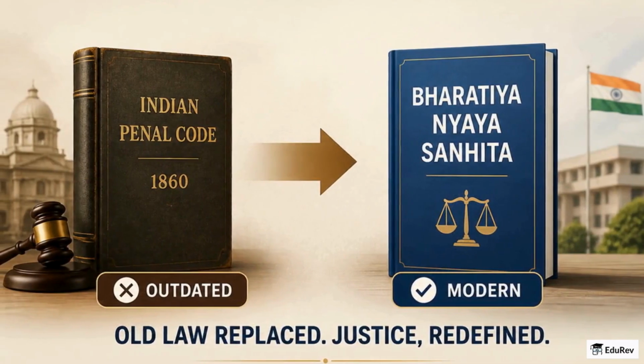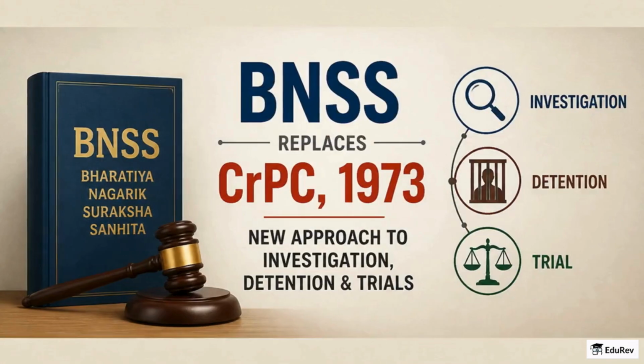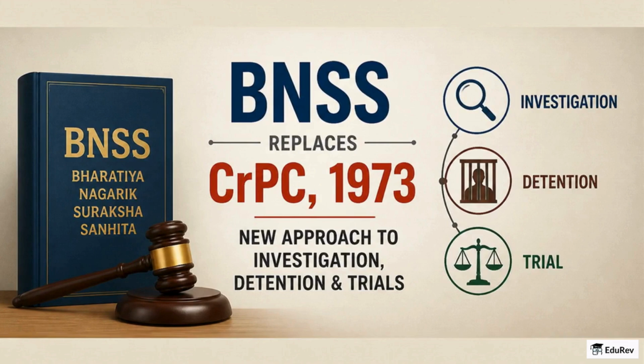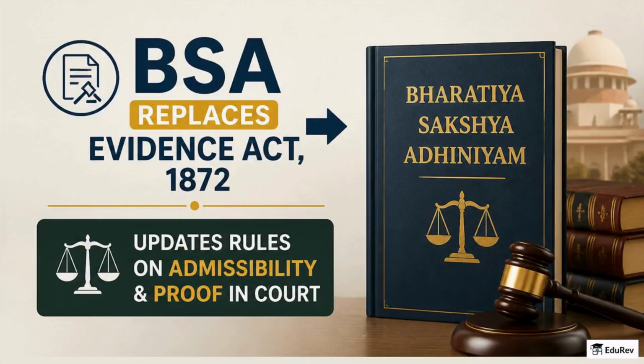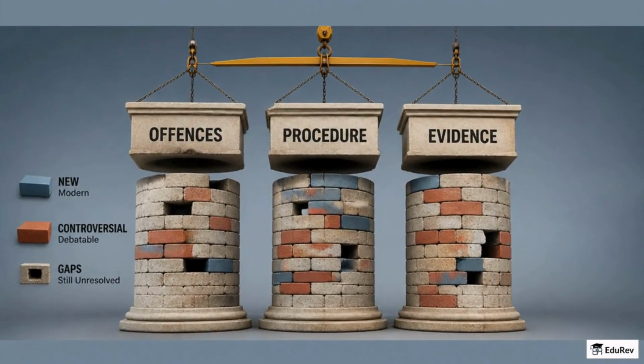Start simply. The BNS replaces the Indian Penal Code of 1860 and redefines crimes and punishments in modern language. The BNSS replaces the Criminal Procedure Code of 1973 and changes how investigations, detention, and trials work. The BSA replaces the Indian Evidence Act of 1872 and updates rules on admissibility and proof in court. A visual. Imagine three pillars of criminal law being lifted out and refitted with new bricks. Some bricks are modern, some are controversial, and some holes remain.